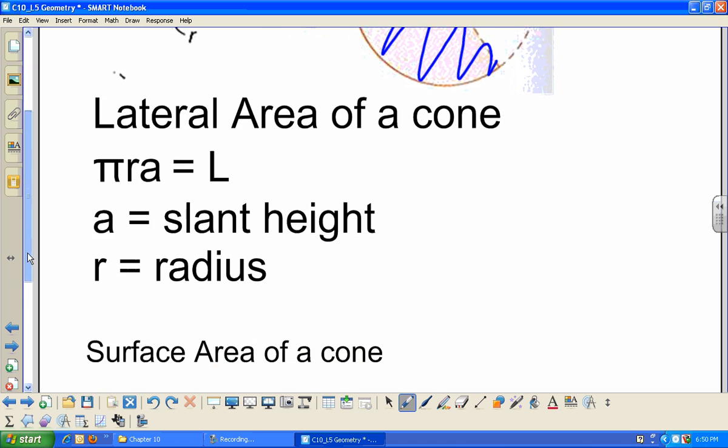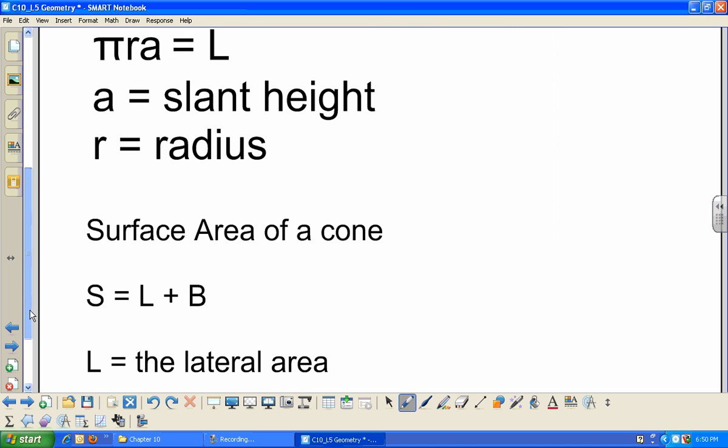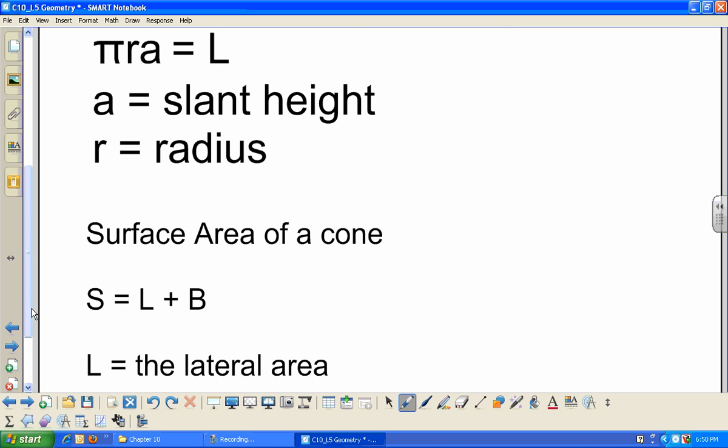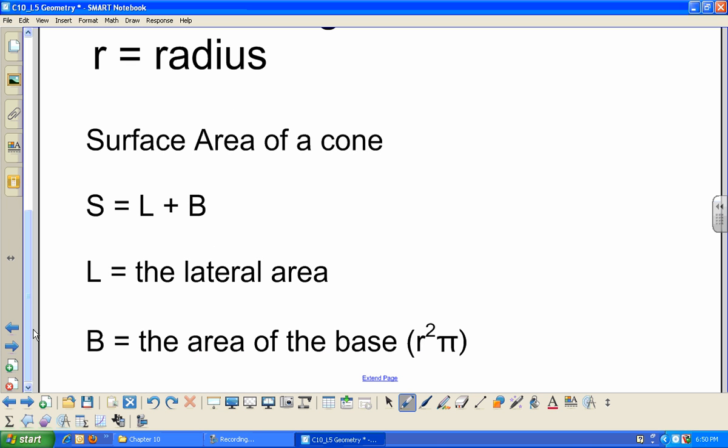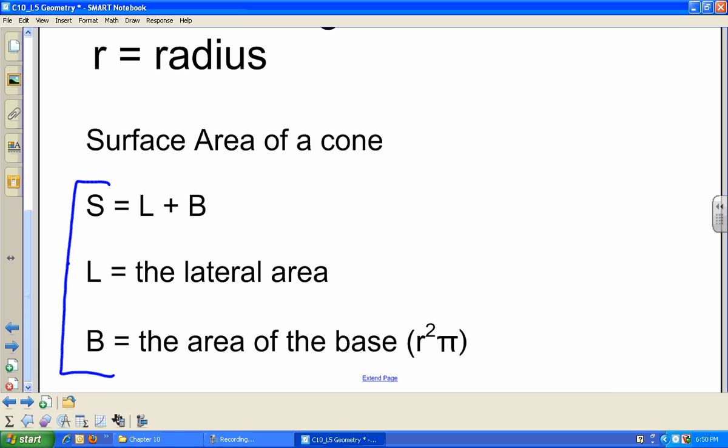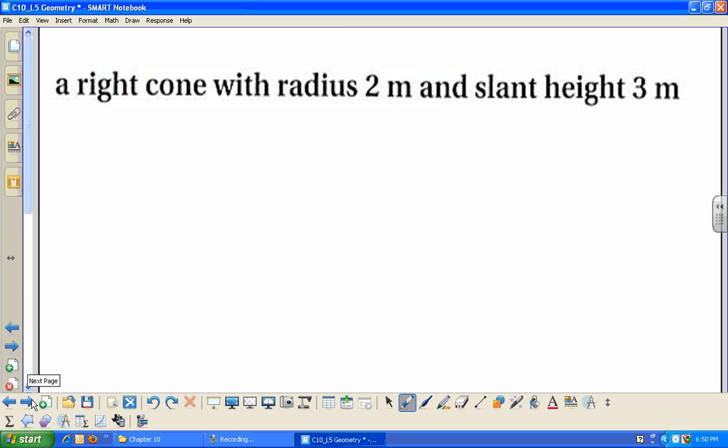The surface area of the cone is L plus B, L being your lateral area, and B being the area of the base, which is radius squared times pi. Make sure to write down this information. A right cone with radius 2 meters and slant height 3. So I have r is equal to 2 and a is equal to 3.